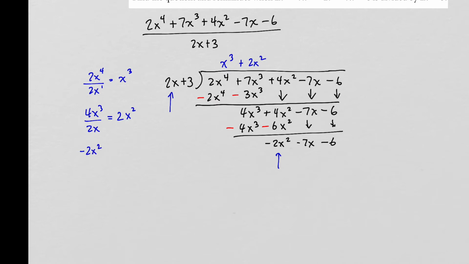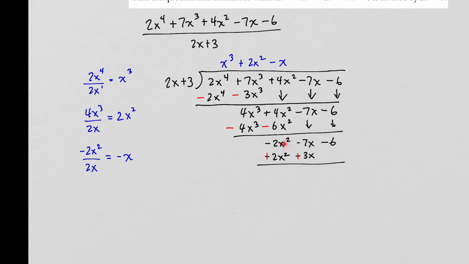So we have negative 2x squared divided by 2x. This is equal to negative x, and that is what goes here. And then we multiply once again. So hopefully you're getting the hang of it because it's the same process each time. So now we take this algebraic term, negative x, and we multiply it to 2x plus 3. So negative x times 2x is negative 2x squared. And negative x times positive 3 is negative 3x. And then don't forget you have to subtract, which is going to change both of those signs.